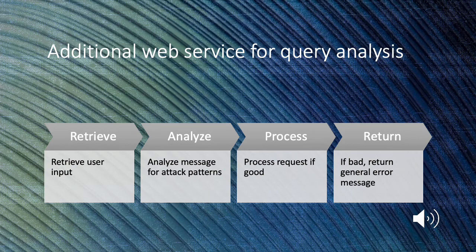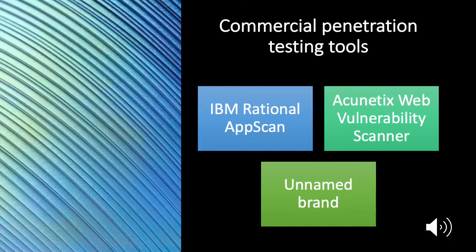Also, when the requests are denied, only general error messages are returned. This is so sensitive information will not be passed to users. An advantage of the system is that it would be cost-effective, but it could only be used for SQL attacks. The fourth method involves commercial penetration testing tools.